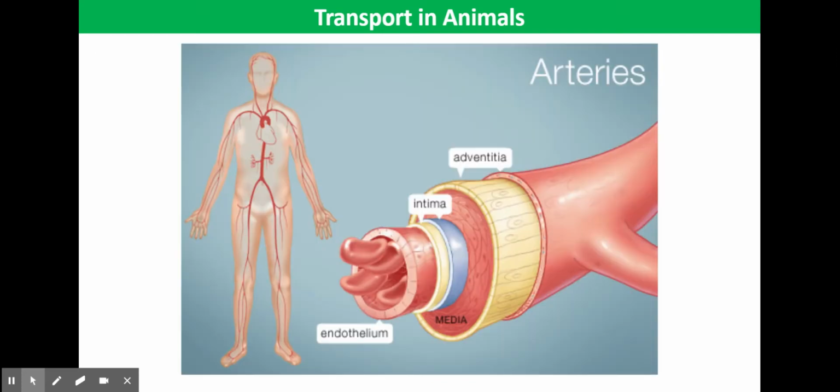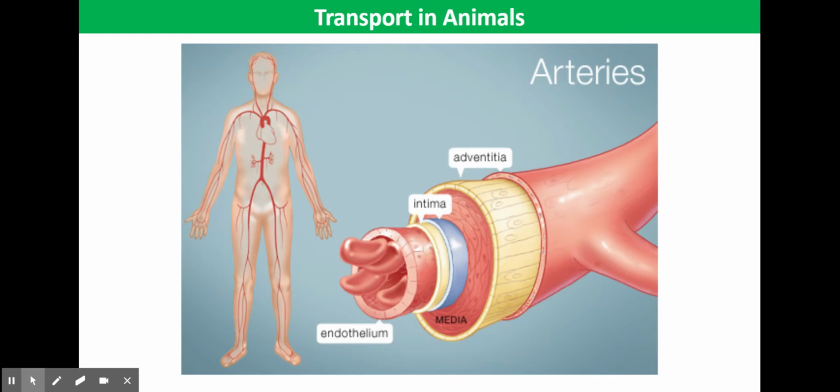We're now going to look at the arteries. Arteries carry blood away from the heart. The blood is at high pressure, so the artery wall must be thick in order to withstand the pressure. The lumen is relatively small in order to maintain high pressure, and the inner wall is folded to allow the lumen to expand as blood flow increases.